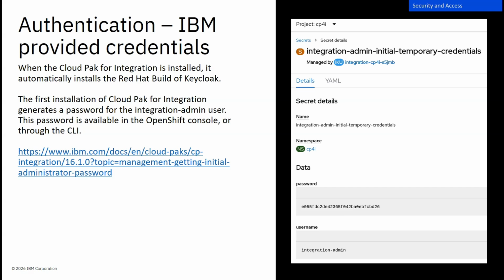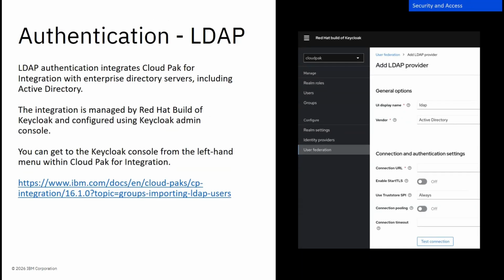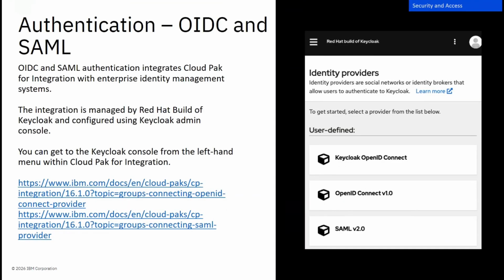CP4I installs Keycloak and generates an administrator password for integration admin, accessible via OpenShift console or CLI. Keycloak's built-in registry allows creation of users and service accounts. Administrators use the Keycloak console for management tasks. LDAP integration connects CP4I to enterprise directory servers, managed via the Keycloak admin console. OIDC and SAML enable integration with enterprise identity management systems.